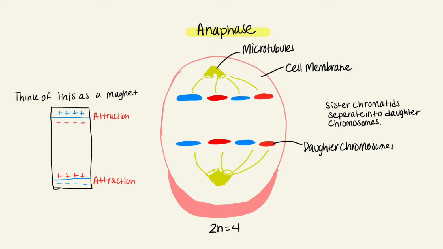In anaphase, the sister chromatids separate into daughter chromosomes because the microtubules exert a force on them that separates them. These daughter chromosomes go to opposite poles. That's why we can think of anaphase as a magnet. Imagine the top pole being positively charged and the bottom pole being negatively charged. The daughter chromosomes that attract to the top will be negatively charged, and the daughter chromosomes that attract at the bottom will be positively charged because opposites attract. This is just a way to put it into perspective that the daughter chromosomes go to opposite poles.